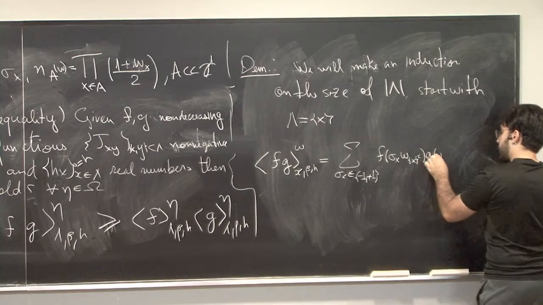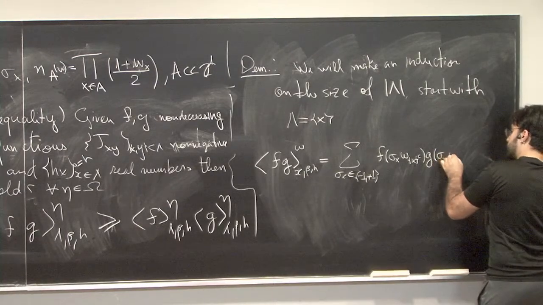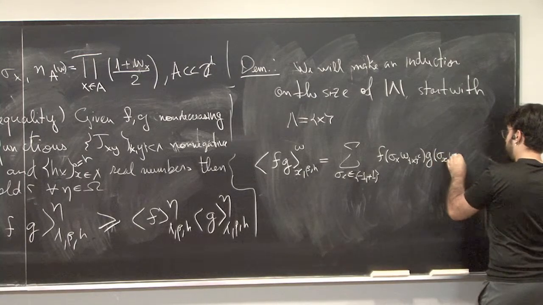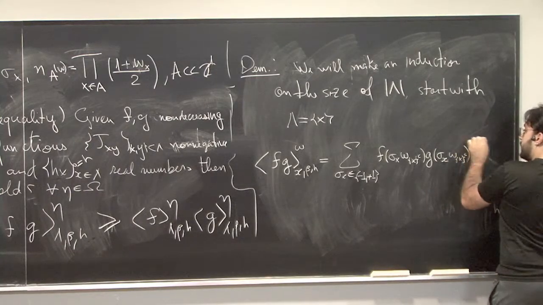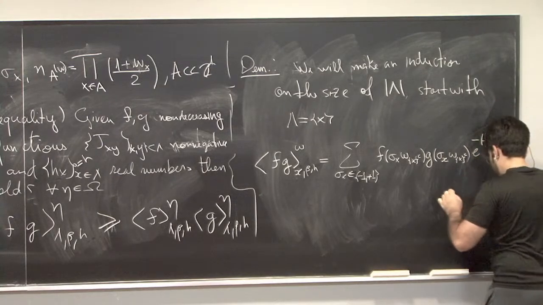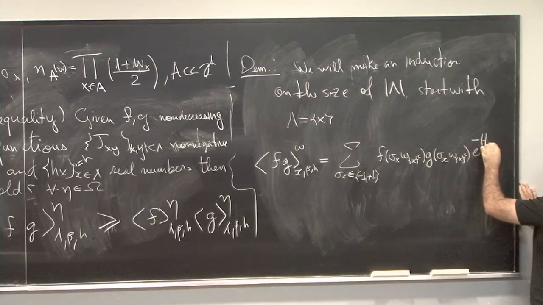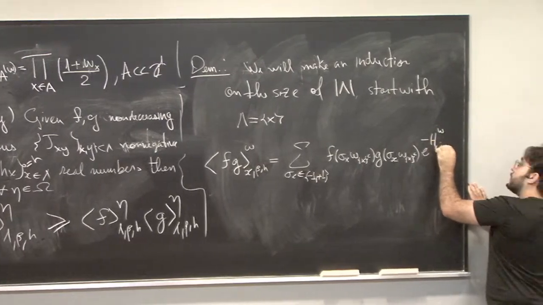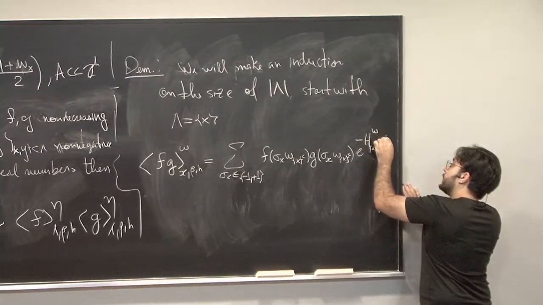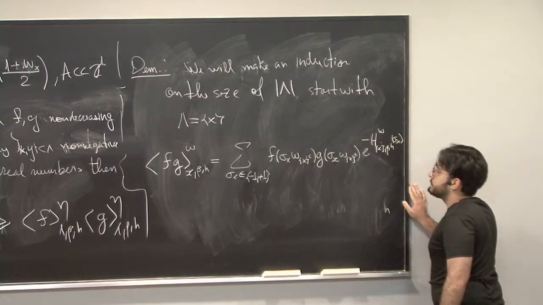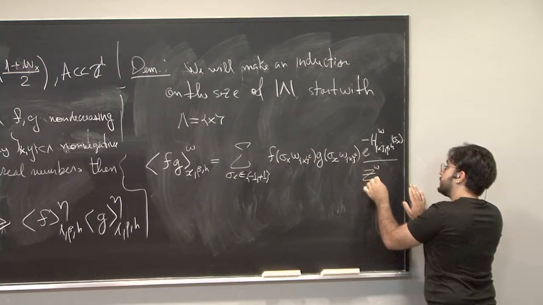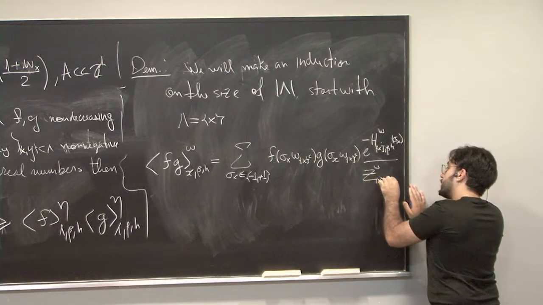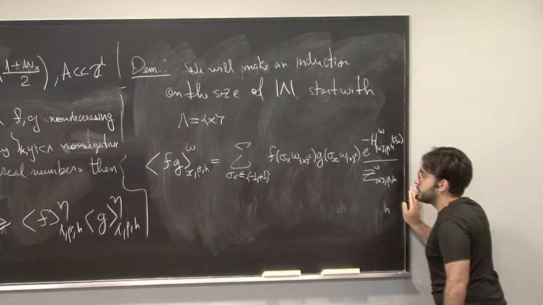G(sigma x), omega x here, and then the exponential of -H of x, omega, beta, h calculated at sigma x. Of course, everything divided by the partition function over this set, the set of just one point.